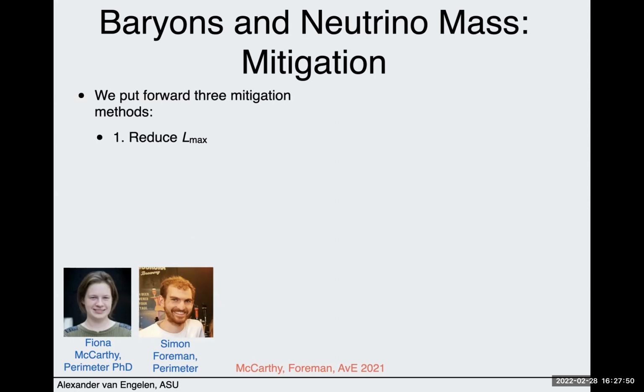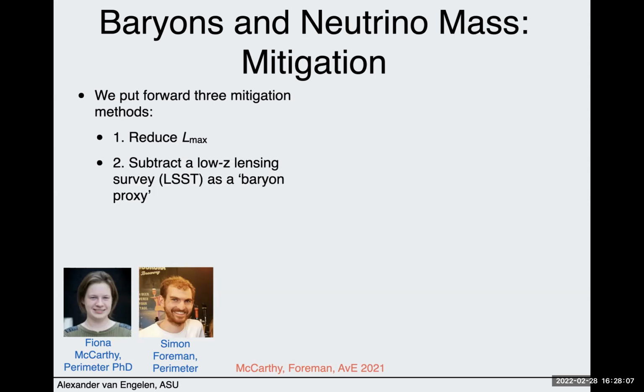You notice that as a function of L, function of scale, the two dependencies were quite different. So why not just throw away the high L modes? This is probably the most tried and true method of dealing with baryons in cosmic shear. You throw away some of your data because you don't trust it as much.